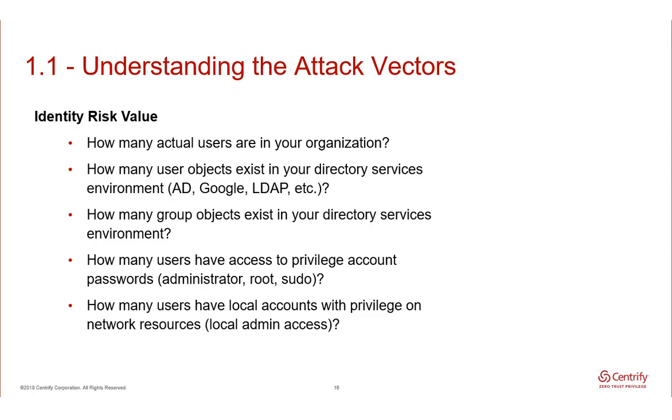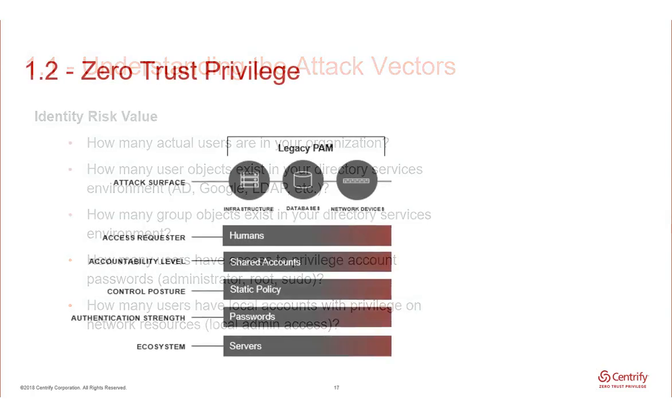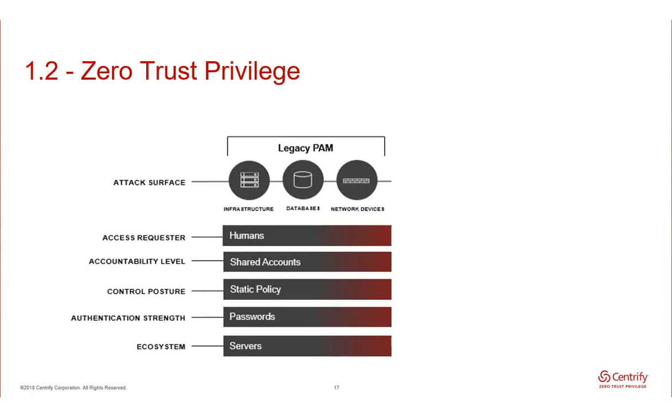The last area we should consider is much more specific. How many local accounts with privilege are on network resources? In many cases, local admin access should be restricted and confined to a directory service account, for example. But in some cases, local access is required, but it should be controlled. Now, attack vectors only scratch the surface of identifying your potential risk. We should also consider the attack surface.